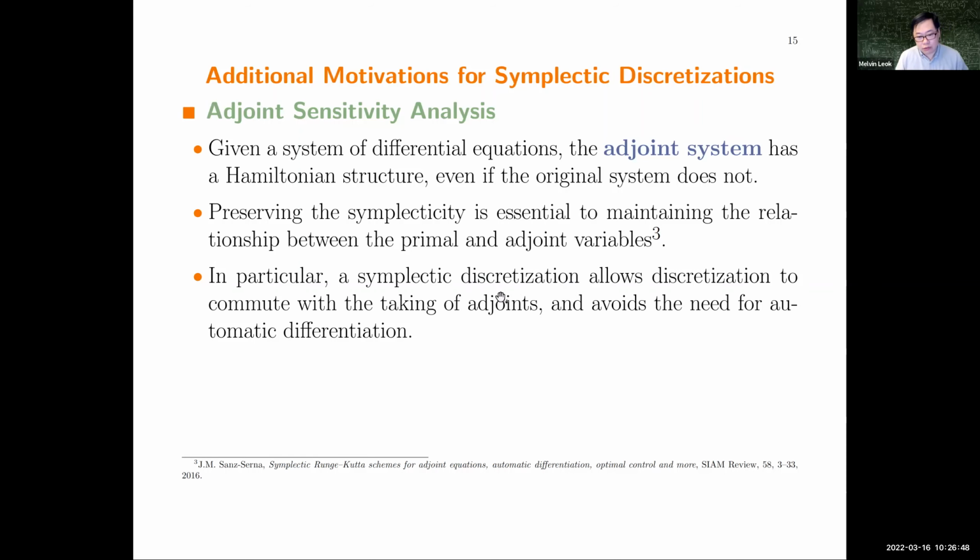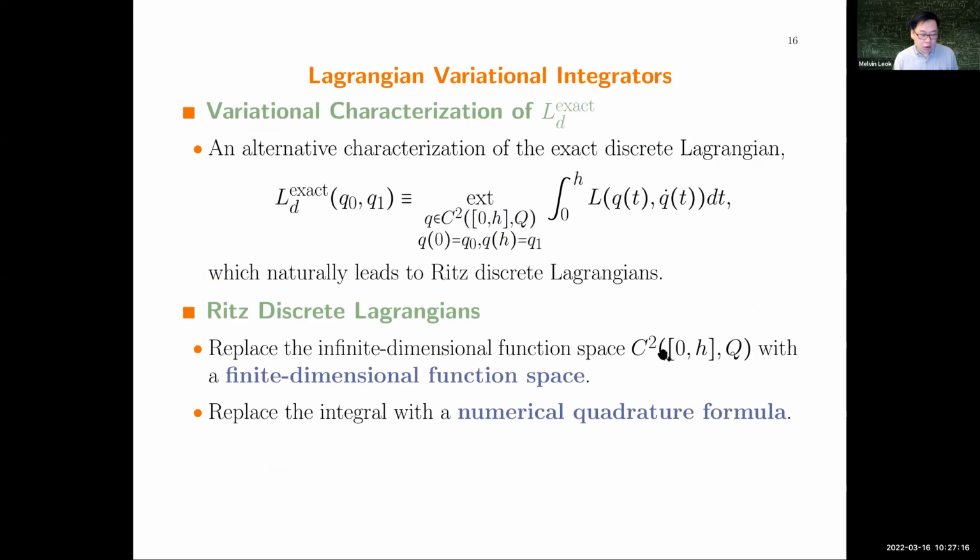So in any case, this notion of symplectic discretizations turns out to be important for discretizing adjoints, at least if you want to take this point of view of looking at the continuous adjoint equations and then discretizing them. More or less, if you want to do that and get the same answer as discretizing and then taking adjoints, you have to discretize that adjoint system with a symplectic method.